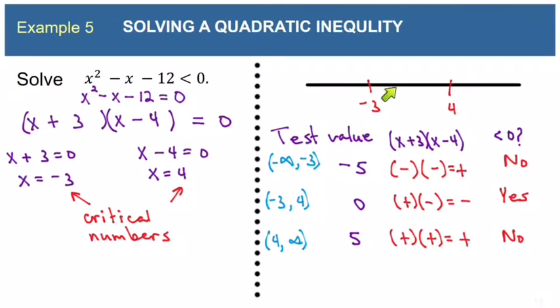So I will shade the middle interval, and I will put brackets or parentheses. Now this is a less than, so it needs parentheses. And our final solution is from -3 to 4.